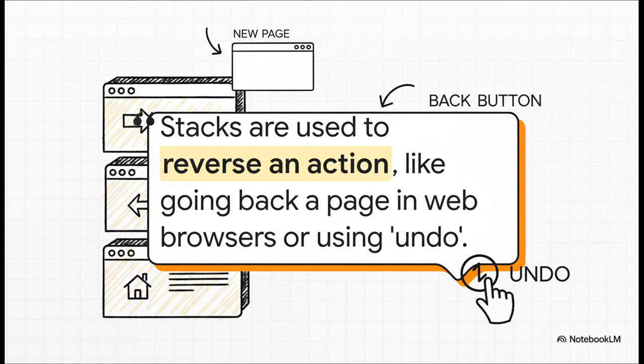And there it is, the answer to our big question from the beginning. Your browser's back button? It's a stack. Every single time you go to a new website, that page's address gets pushed onto the top of the stack. When you hit back, the browser just pops the most recent page off the top, and it reveals the one that was right underneath it. So simple, but so effective. Same thing with undo in a text editor.